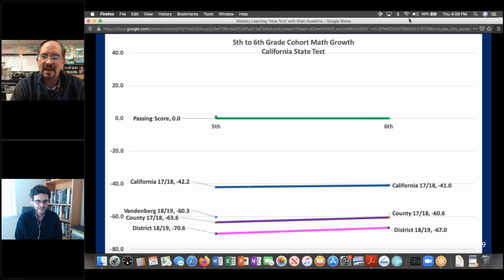Now, even just a flat year of growth is good. That means you gave them a year harder test and they stayed at the same level. So you kept them where they were by teaching them a whole year's worth of material. They stayed about where they were. So even just flat growth is good.